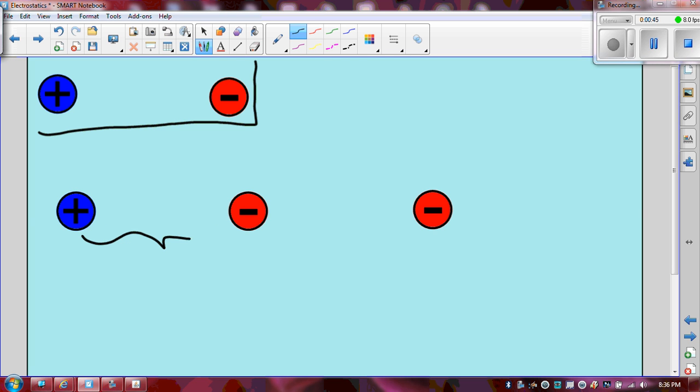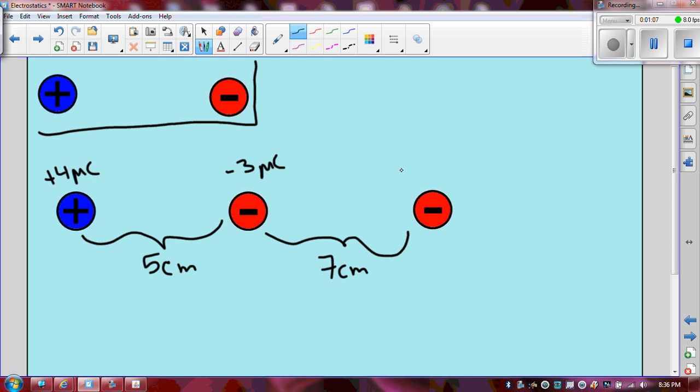Let's say that these two are separated by a distance of 5 centimeters, and let's say these two are separated by a distance of, let's say 7 centimeters. Okay, and then let's say this one has a charge of positive 4 microcoulombs. This one is negative 3 microcoulombs. And then this one is negative 6 microcoulombs. And I'm just making this stuff up as I go, just to give us a problem here.